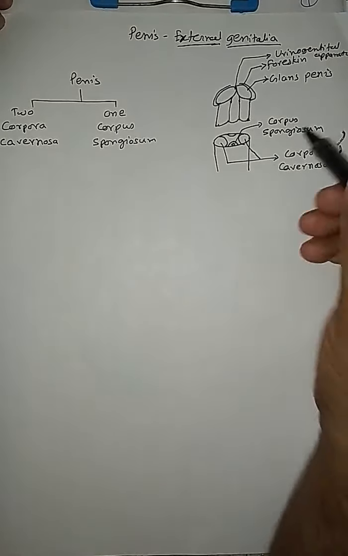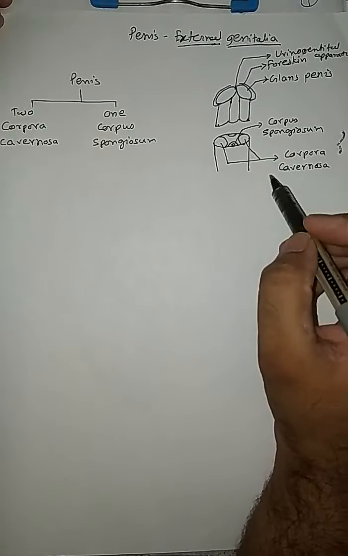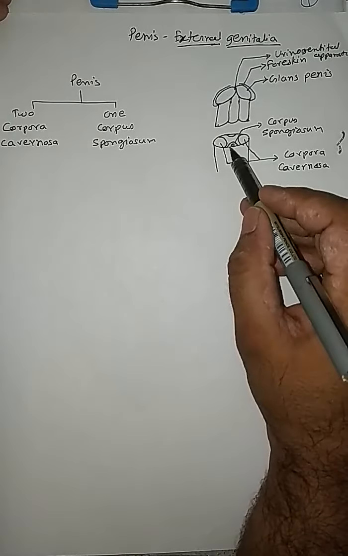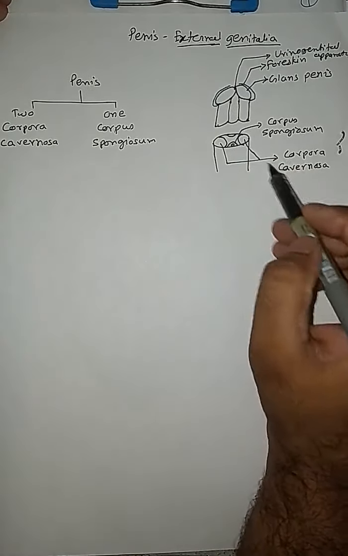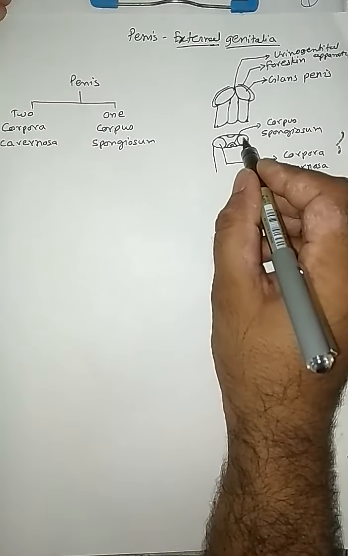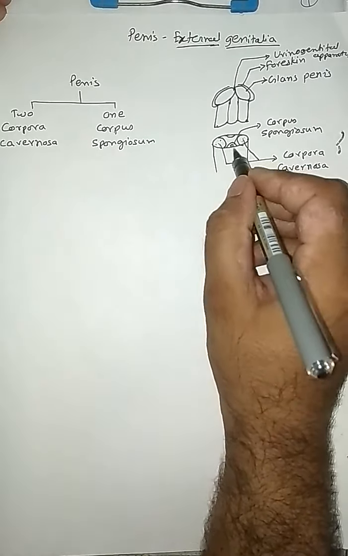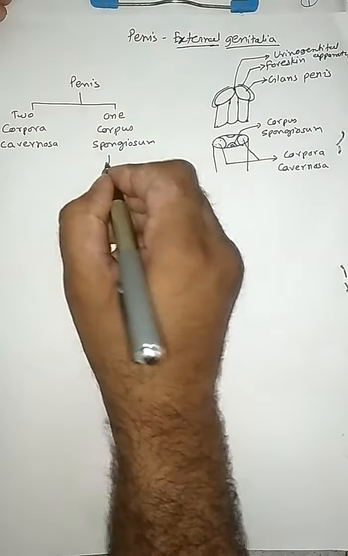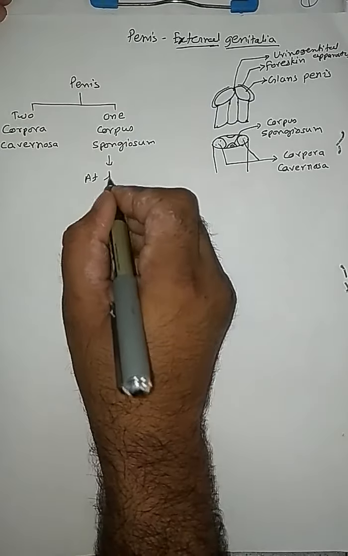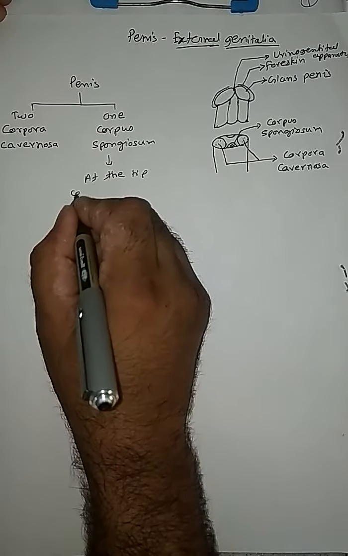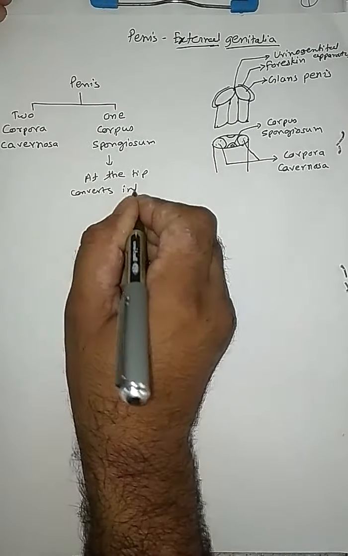Now the urinogenital tract or urinogenital duct is passing through the corpus spongiosum. There are multiple blood arteries present in the penis, due to which the penis gets erect. This corpus spongiosum at the tip converts into the glans penis.